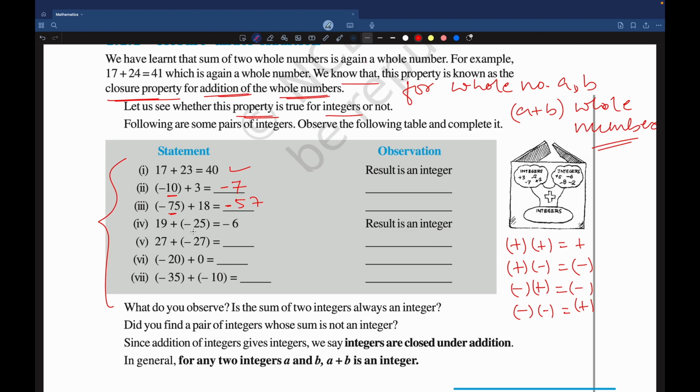Plus into minus is minus, so it will be 19 minus 25. Then put the sign of bigger integer in the answer. So the sign of 25 is minus, so we'll put minus sign in the answer, and then perform subtraction if both the signs are different. Here in this case, one sign is positive, another sign is negative, so we will perform the subtraction, that is 25 minus 19. 25 minus 19 is 6. The answer will be minus 6.